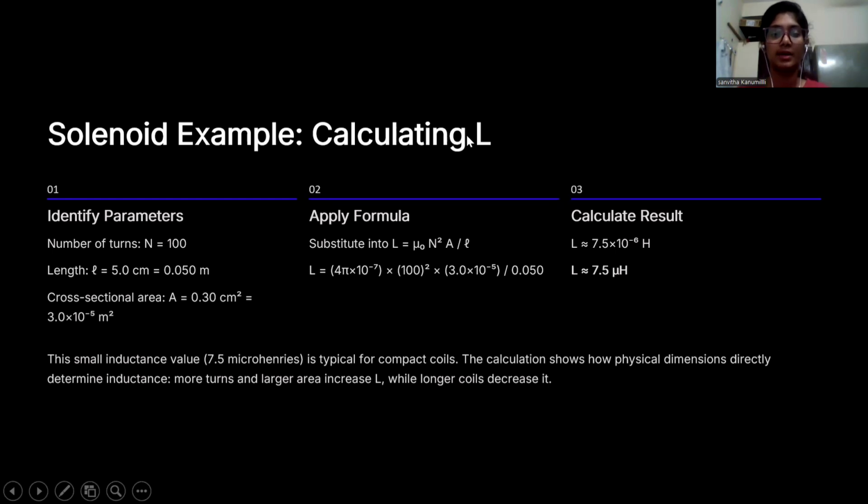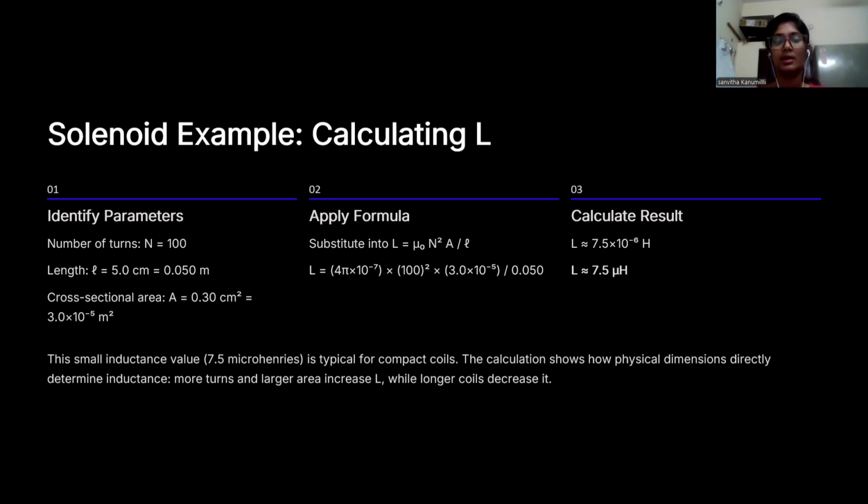Solenoid example. Let us take an example by calculating L. Identifying parameters: the number of turns N = 100. The length is 5 centimeters, which we convert into meters, equal to 0.050 meters. The cross-sectional area A is 0.30 square centimeters, which equals 3 × 10^-5 square meters. Now we are applying the formula. Our formula for the solenoid is L = μ0 N² A / l.